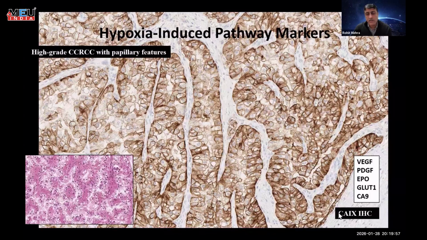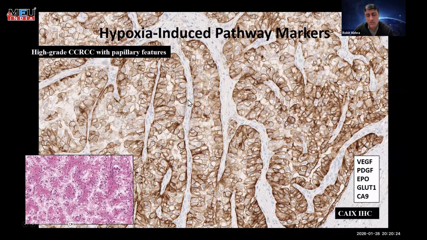So the way to interpret CA9 is to look for brisk membranous expression. CA9 is a membranous ligand, and hence membranous expression is what matters. If there is only a cytoplasmic blush, or if CA9 is seen only in perinecrotic areas, it is non-specific in nature. So based on the CA9 expression, I was able to diagnose this tumor as a high-grade clear cell RCC with a true papillary phenotype, which is quite uncommon for clear cell renal cell carcinoma.